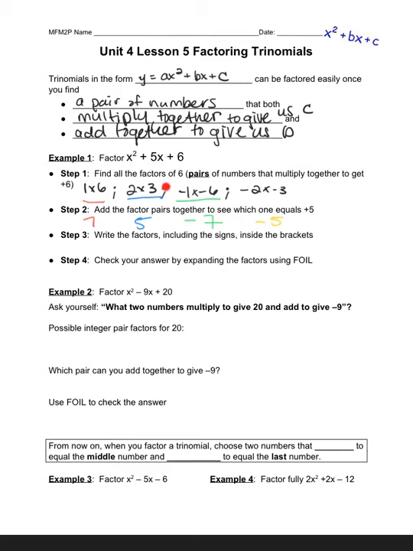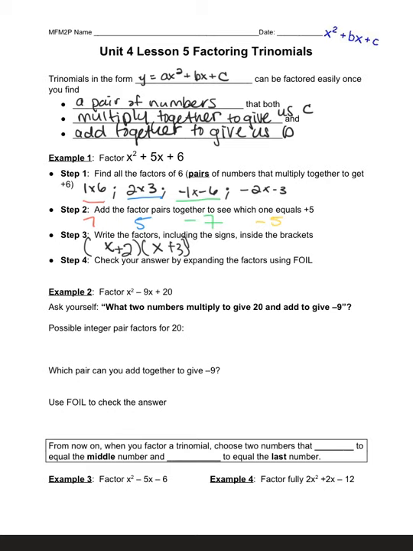So what that means is that 2 and 3, those are my factors. So I'm going to write my factors inside of brackets with the signs that they need. So the 2 had a positive. The 3 was also positive. The last thing you're going to do is put an x in front of both of those terms, like this. Okay, and that x comes from here, that x squared, okay?